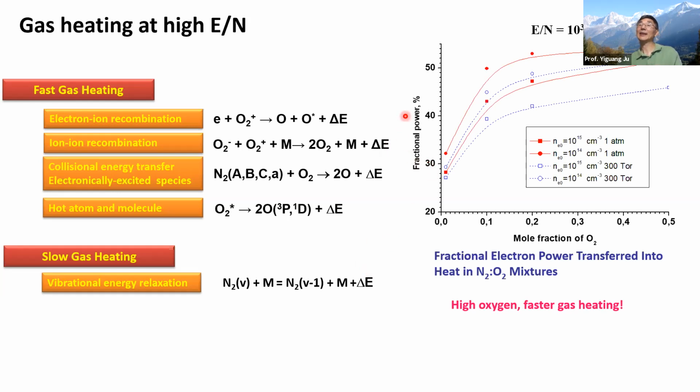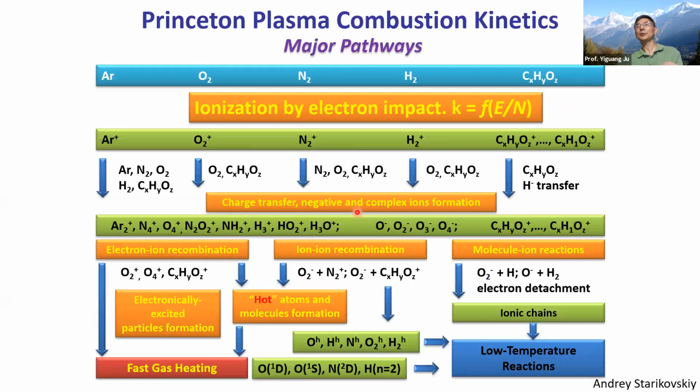If you look at the gas heating power fraction, with more oxygen involved, because of all these reactions, the fast gas heating ratio is increased. So with higher oxygen, you have to consider faster gas heating more accurately in modeling plasma-assisted combustion. In summary, plasma chemistry is much, much more complicated than combustion chemistry.